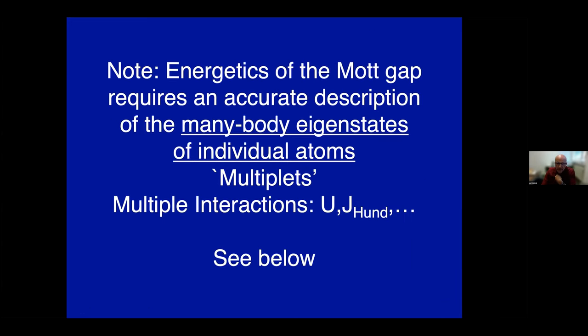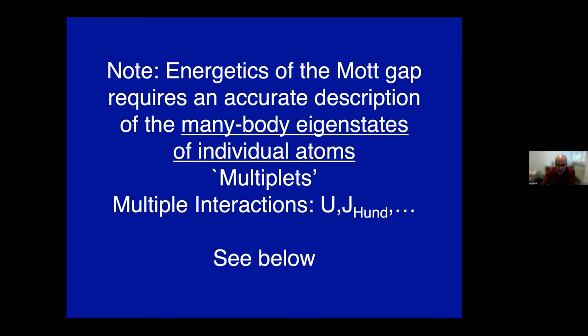In fact, of course, a real atom, a real atomic shell, is much more complicated than just a little cartoon of the 1s orbital of a hydrogen atom. And generalizing a little bit, we can immediately see that it's going to be very important to describe properly the many-body eigenstates of each individual atom to understand the physics of these systems. And we call them multiplets. So a multiplet is the eigenstates and eigenenergies of an isolated atom. And we want to understand what happens to those when you put these atoms together into a crystalline solid. And such an atom will have many more interactions than just a screened on-site electrostatic repulsion or Hubbard U.